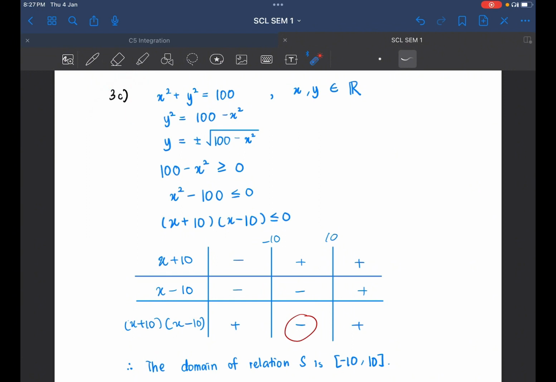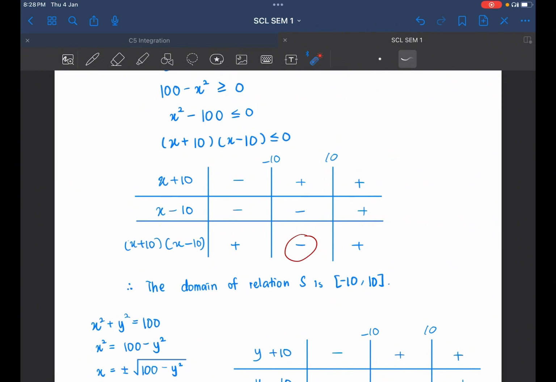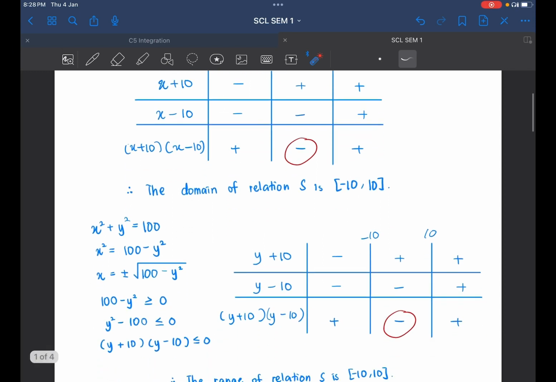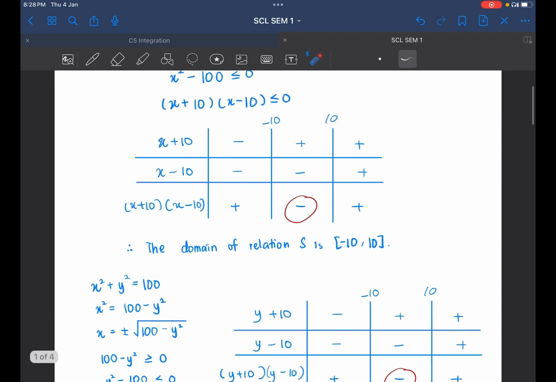For question 3c, we need to determine the domain and range of the relation S. So from the equation, first we move the x squared to the right side and get y equals plus minus square root of 100 minus x squared. From this, we know that 100 minus x squared must be greater than or equal to 0. And then we factor this and we will get x plus 10 times x minus 10. And then we do this table here to determine which one will get the negative value based on this equation. And the domain of relation S is from negative 10 to 10.